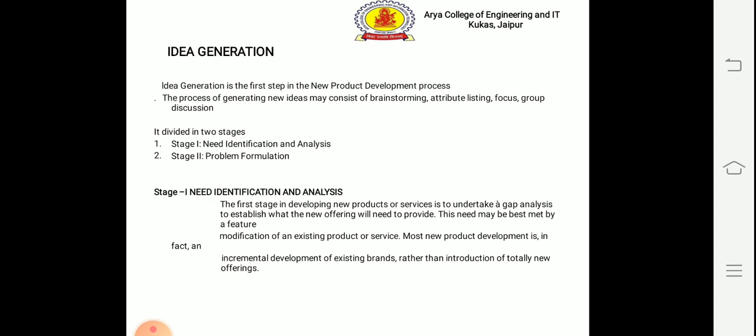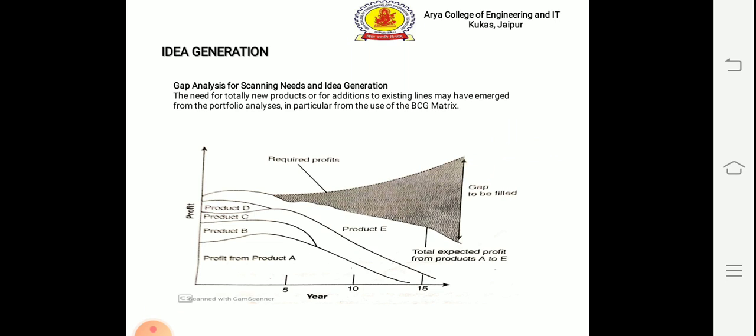Now, stage first, need identification and analysis. The first stage in developing new products or services is to undertake gap analysis to establish what the new offering will provide. This need may be best met by feature modification of an existing product or service. Most new product development is in fact an incremental development of an existing brand rather than the introduction of totally new offerings.